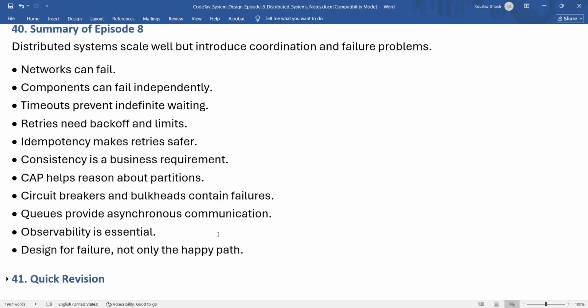You also need to think about failure isolation. You need to use circuit breaker, bulkhead, rate limiting, load shedding. You also need to think about asynchronous processing. You can use message queue, consumer, retry, dead letter queue, DL queue. And finally, you need to monitor everything.